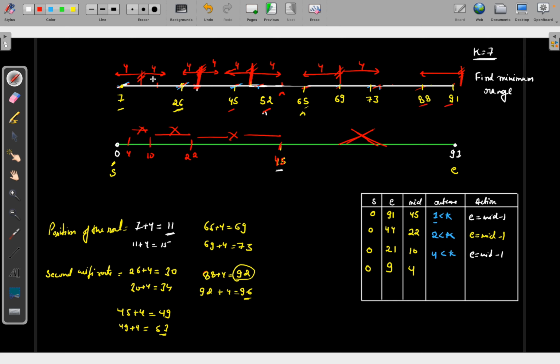So how many routers are required? You can see here, 1, 2, 3, 4, 5 routers required, which is again less than k, right? Again, we can further decrease our range. So end equals mid minus 1, right? And what will be my new range? 0 to 4 minus 1, that will be 3, right?